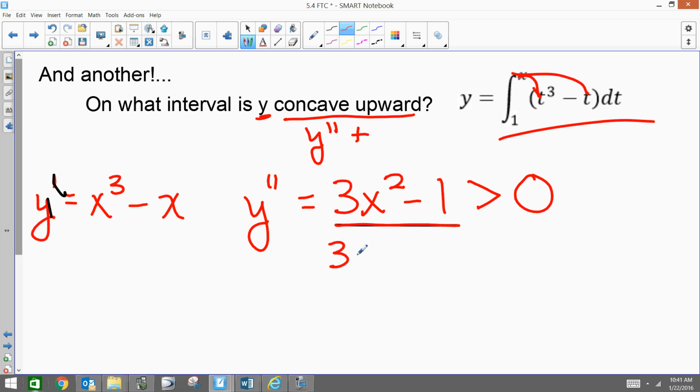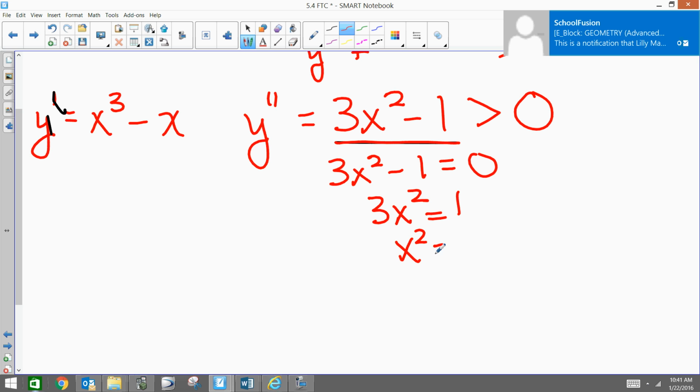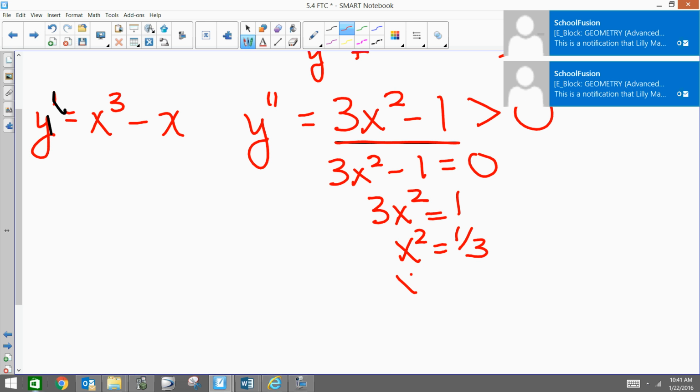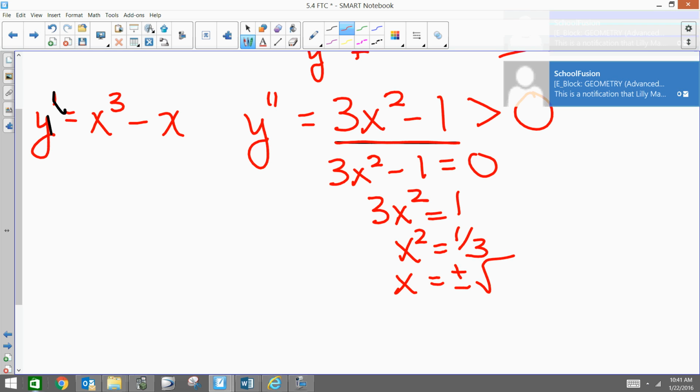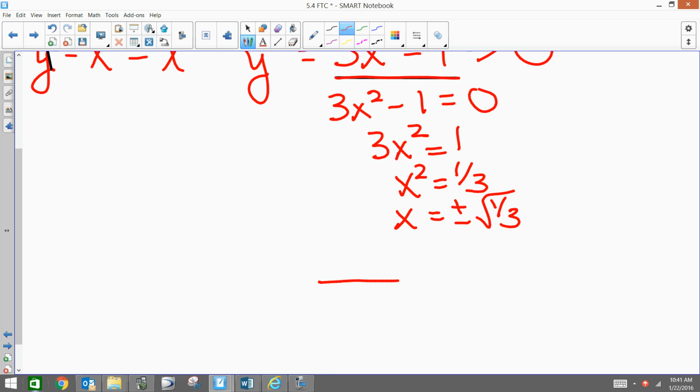So let's start with 0. Get our critical values for concavity, our possible inflection points. 3x squared equals 1. X squared equals 1/3. X equals plus and minus radical 1/3. So we have to check out our negative radical 1/3 and our positive radical 1/3. So 0's somewhere in between.